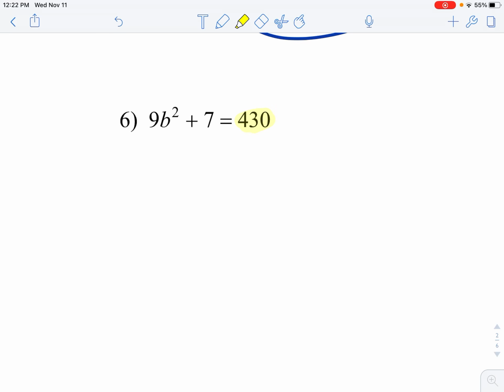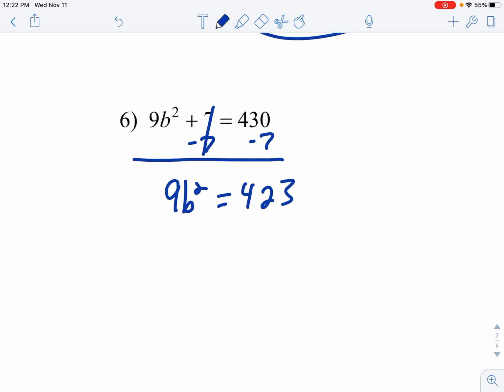Okay, so 430 is a big number. Don't let that scare you. It should work out just fine. Minus 7 on both sides. 9b squared equals 423. Now we've got to divide by 9.